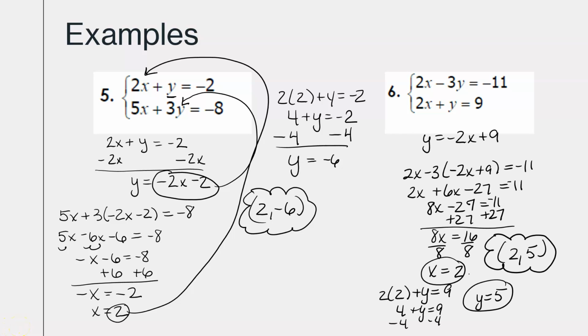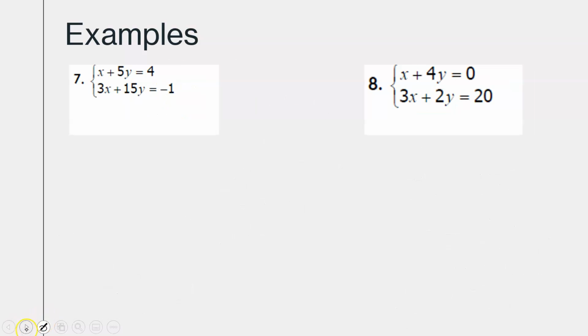Okay, if you solve that correctly, you ended up with the ordered pair 2, 5. If not, go back and check your steps. All right, let's move on to number 7. So I'm going to isolate x by subtracting 5y from each side.